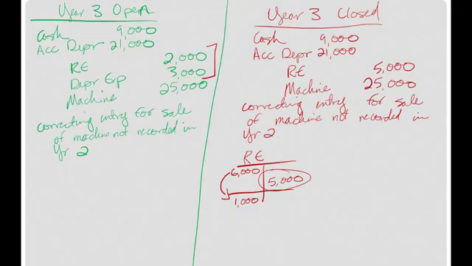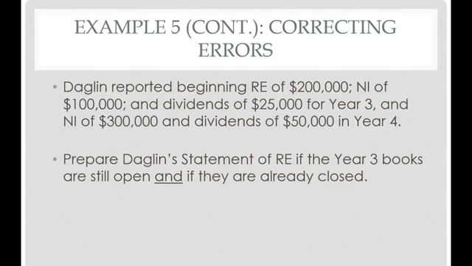Let's go ahead and take a look at the statement of retained earnings for year 3, assuming the year 3 books are open, and then we'll do it again, assuming that the year 3 books are closed. To help us out, here are the numbers that we need. Daglin reported beginning retained earnings of $200,000, net income of $100,000, and dividends of $25,000 for year 3. And then net income of $300,000 and dividends of $50,000 in year 4. So let's go ahead and look at these 2 different statements of retained earnings, and let's start with the year 3 books being open. So this is Daglin Incorporated.